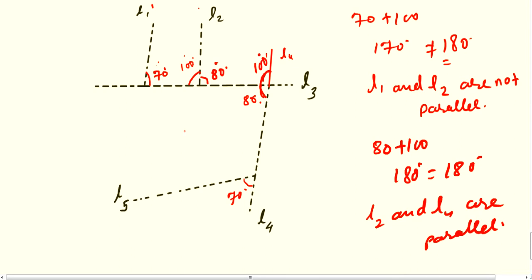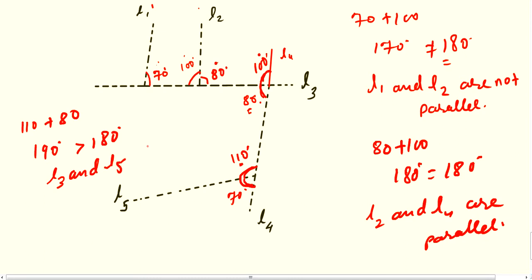Then line L3 and L5 we have. So lines L3 and L5 are not parallel. Why? Because this is 70 degree and this will be what? 110 degree, because they are making a straight angle of 180 degree. So this 110 degree and 80 degree will give you 190 degree, which is more than 180 degree. So lines L3 and L5 are not parallel. So only in this question lines L2 and L4 are parallel.